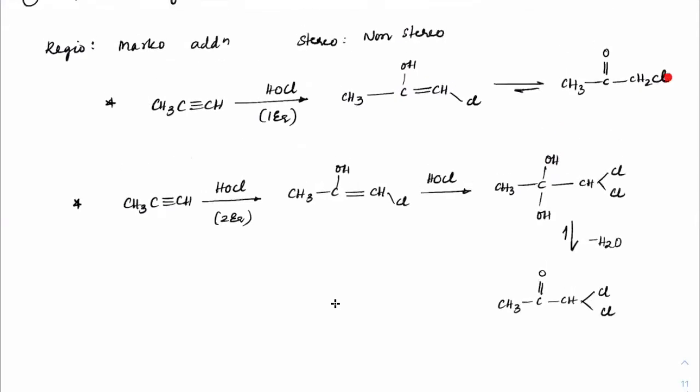You see, the first reaction will have only one chlorine here. The second reaction will have two chlorines here. That's why it is non-stereospecific, correct? Because eventually it will end up giving out a keto form. Make a note, everyone.